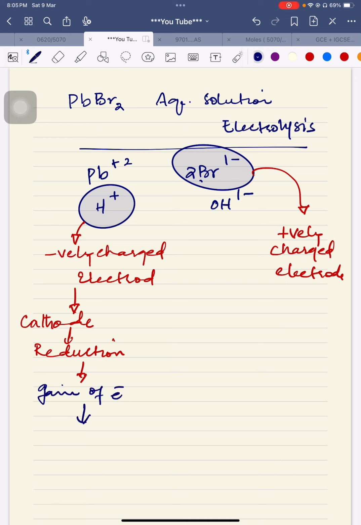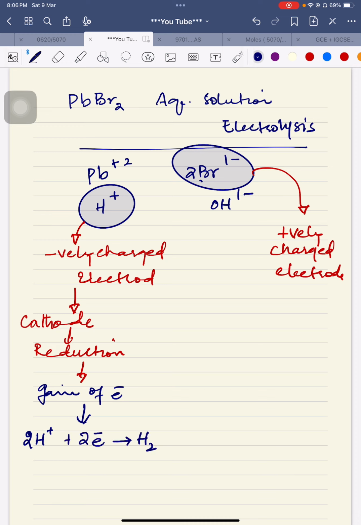And what will be the equation? It will be 2H⁺ + 2 electrons → H2. We already have 2Br, so we are not going to make it 2. It's already 2 times. Here it is the anode. Whenever we are writing any number, guys, I'm letting you know these numbers are to make the electrons equal on both sides.